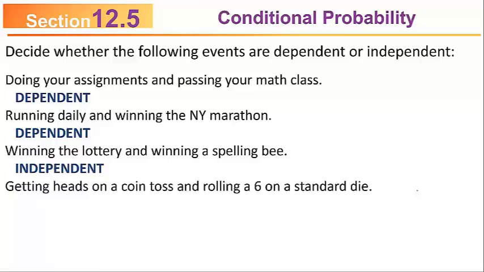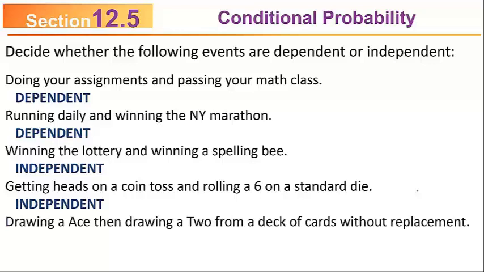Getting heads on a coin toss and rolling a 6 on the standard die. Flip a coin, does it matter what you get in terms of it changing the probability that you're going to roll a 6 on the standard die? No, I don't think so. So those are also independent events. This sort of gives you an example of what we mean by dependent and independent. You mainly need an intuitive idea of what they mean.